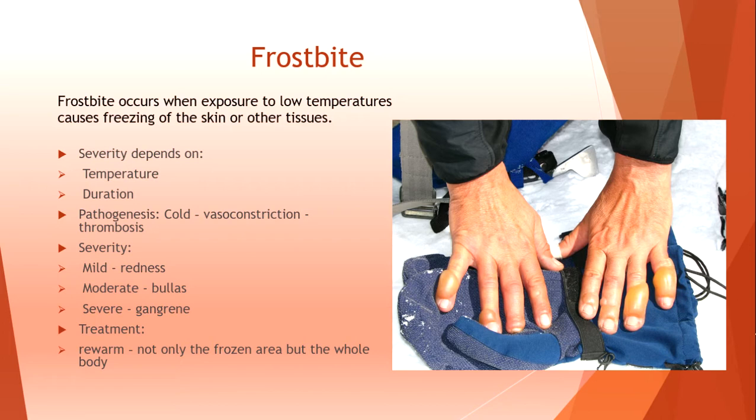Treatment: rewarm not only the frozen area, but the whole body. It means we can rewarm the person in the case we deal with first aid. If we try to treat a person with gangrene, we must amputate the limb or remove the necrotic parts of the skin, subcutaneous fat, and sometimes even muscles and bones.